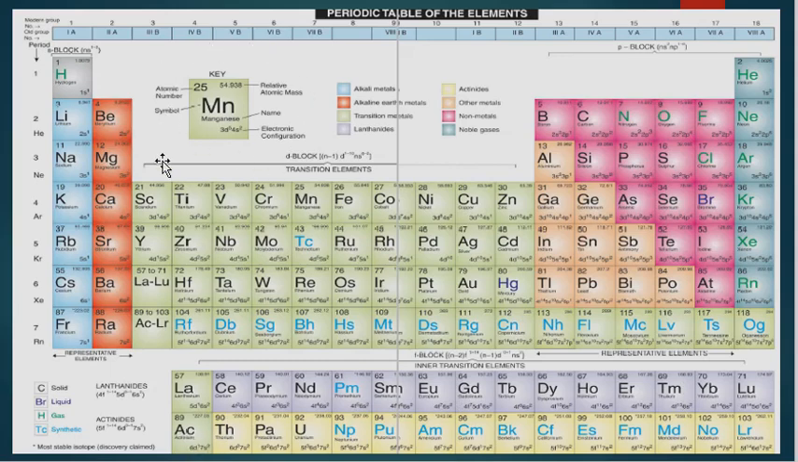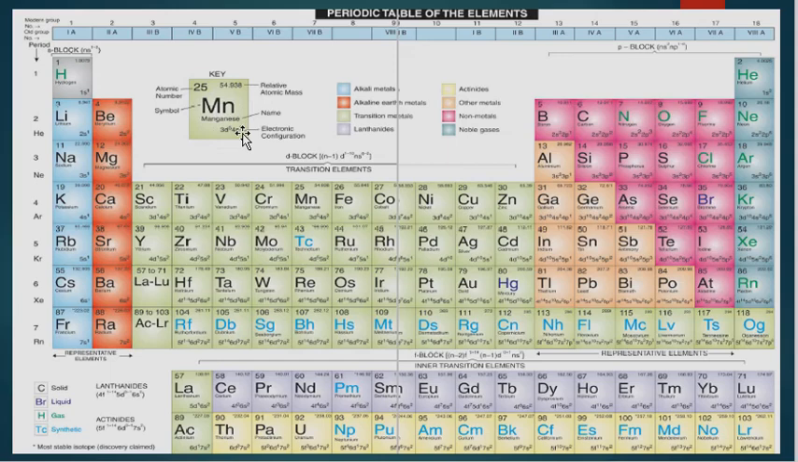So when we talk about a periodic table, we talk about these rows and columns. They are called groups and periods. That is why it is called the periodic table. When we talk about a particular element, we first mention its name. The name of the element is manganese. Manganese is written as Mn. The name of an element is hydrogen. Hydrogen is written as H.